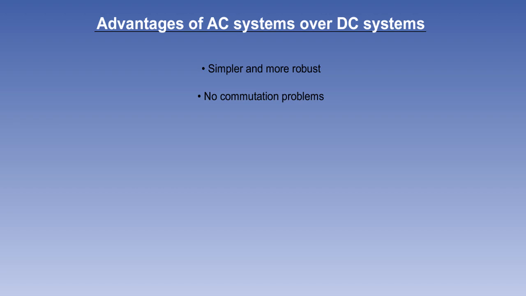Because they don't have commutators, AC generators do not suffer from the problems of arcing at the commutator associated with DC machines, and consequently are more reliable, especially at high altitude. They also require less maintenance.